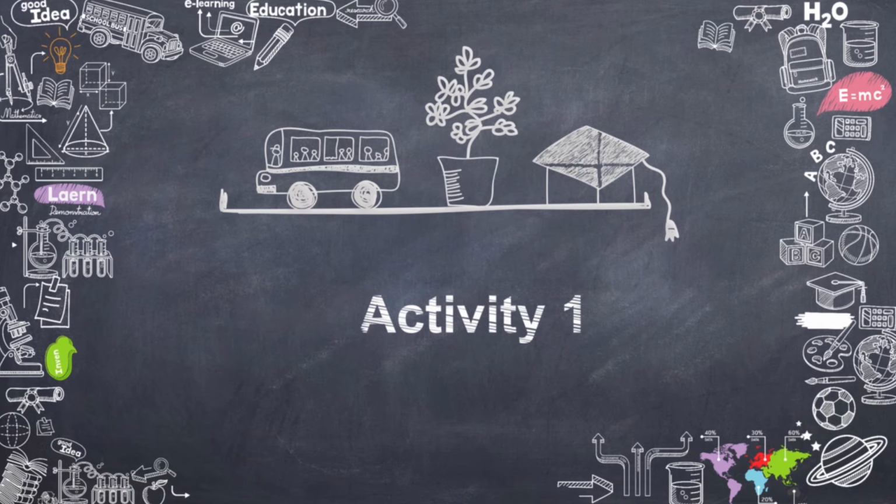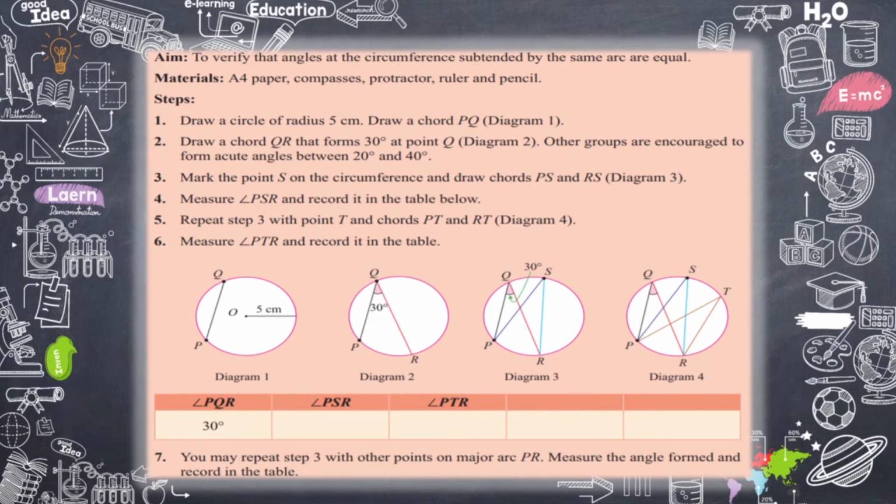Okay, alright class, so we move to activity 1. So in this activity, the aim is to verify that angles at the circumference subtended by the same arc are equal. So which means that in this activity, we will be verifying that the angles from the same arc, either it's equal or not. So the materials are A4 papers, compasses, protractor, ruler and pencil.